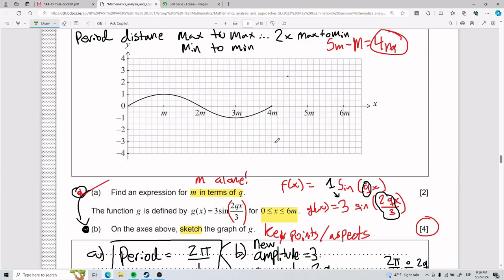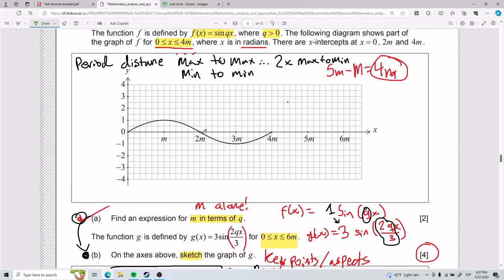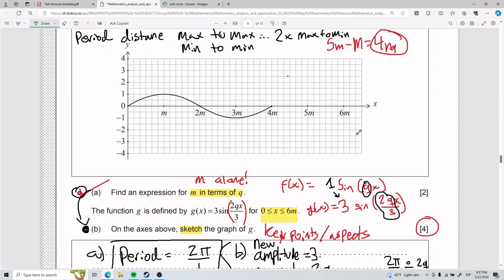Now, remember how I mentioned earlier that the period, you can think about it as max to max, or you can think about it as min to min. Well, the actual math definition is max to max or min to min, but you can also think about it as x-intercept to x-intercept, because it's all sort of parallel in a certain way.